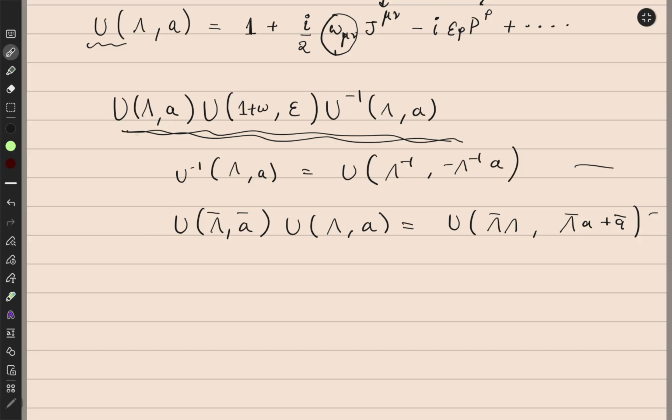This whole thing just becomes U of, so the Lorentz transformation part is just 1 plus lambda omega lambda inverse. That's what it becomes in this part, because at the end this whole thing is just another unitary transformation corresponding to some Lorentz matrix and some space-time translation vector, and the space-time translation vector comes out to be of this form.